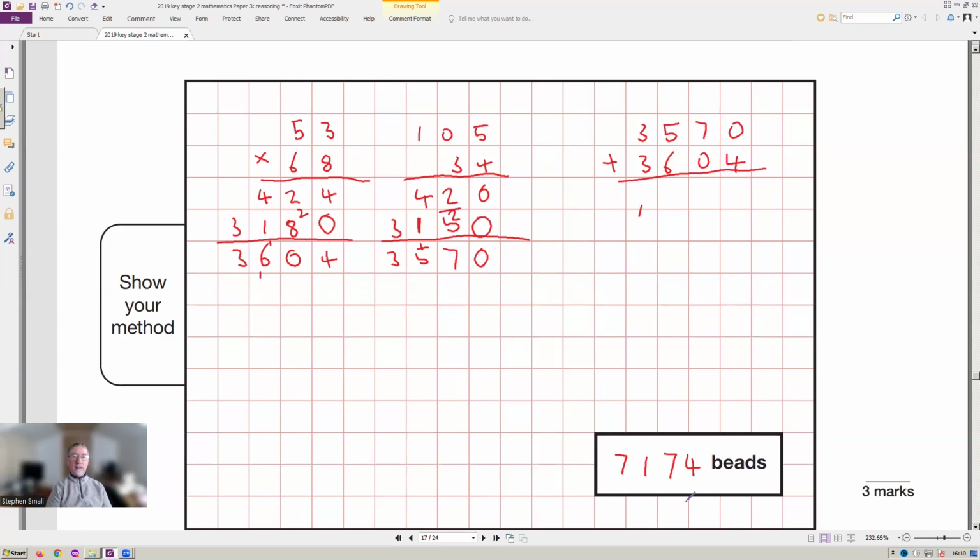7,174 beads. Now, I may have made a mistake. If anybody notices anything, let me know, but I think it's correct. Okay, we'll move on to the next one.